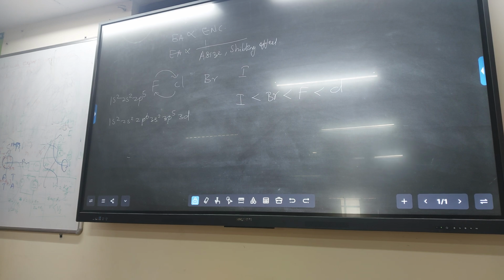So what we discussed here: atomic radii, the unit is picometer or nanometer. Ionic radius, the unit is also picometer or nanometer. And electron affinity, the unit is electron volt or kilojoule per mole.